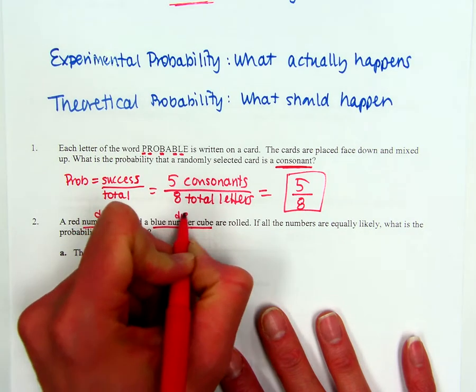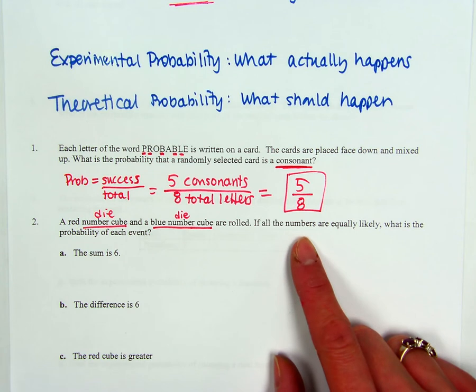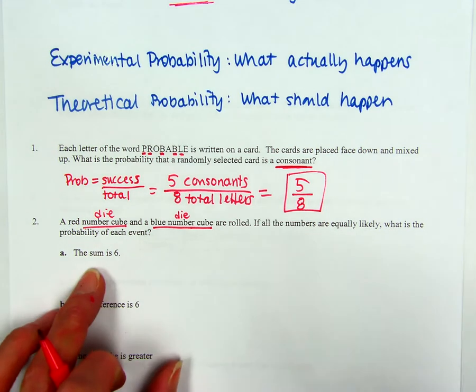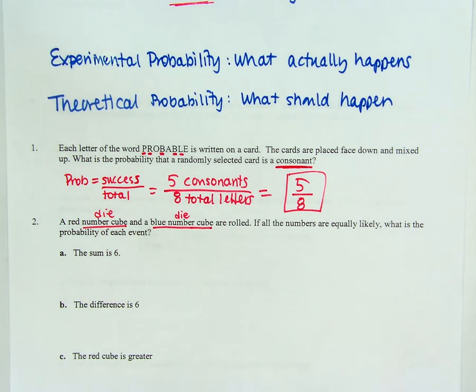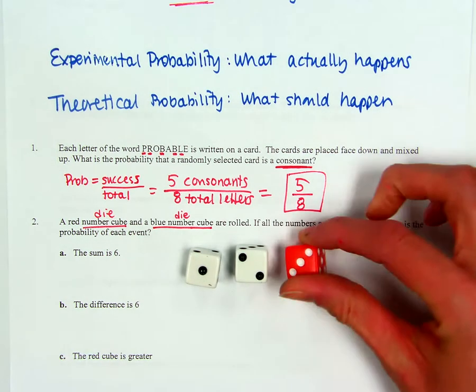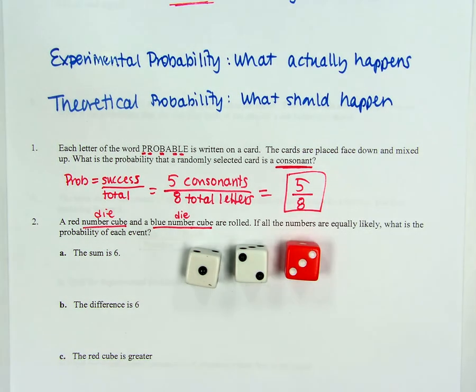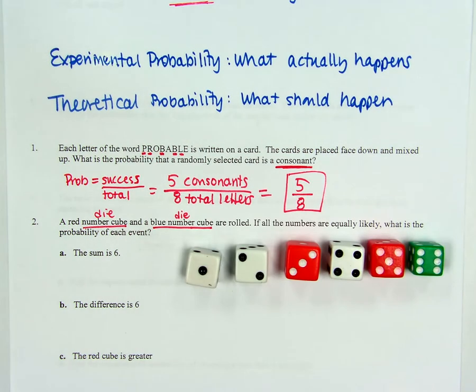All right, it says a red number cube, this is also known as a die, and a blue number cube, that's another die, so 2 dice, are rolled. If all the numbers are equally likely, what's the probability of each event? Okay, so to get a sum of 6, so if you think about the dice, you've got 1, 2, 3, 4, 5, and 6. Okay, so those are all your possibilities.